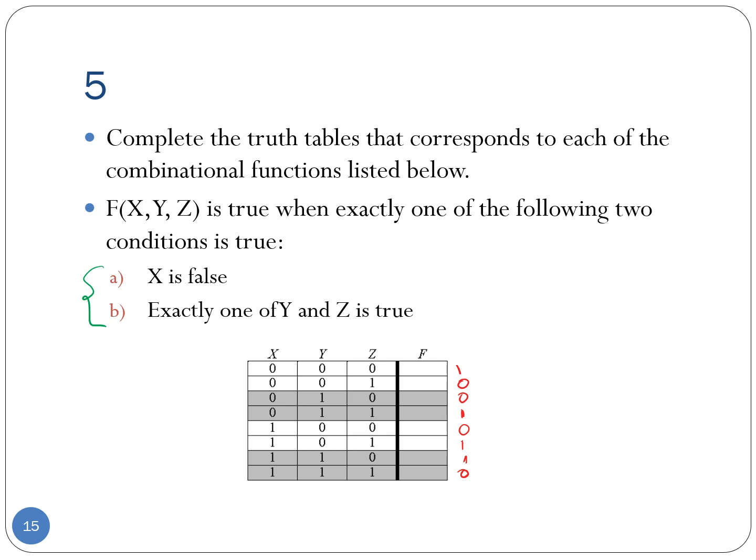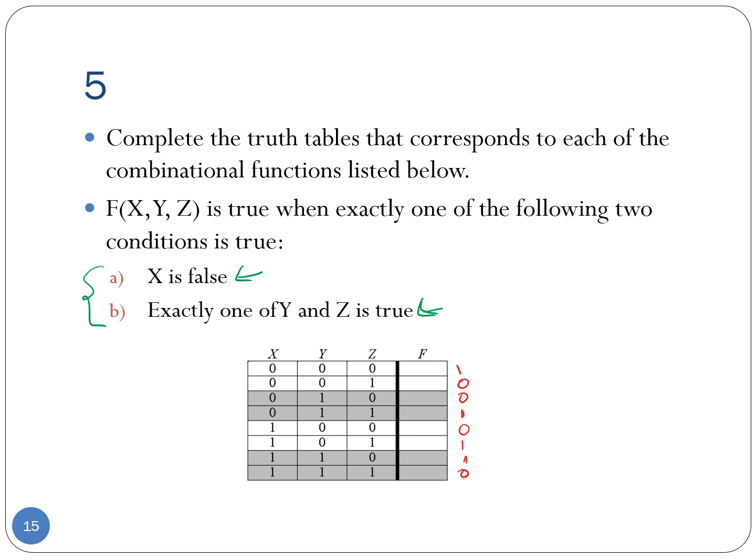So condition 1 here is x is false, which means the value of x should be 0. And the second condition is saying that exactly one of y and z is true, right? So either y should be 1 or z should be 1. So these are the two conditions. Now let's walk through this table to figure out the values.